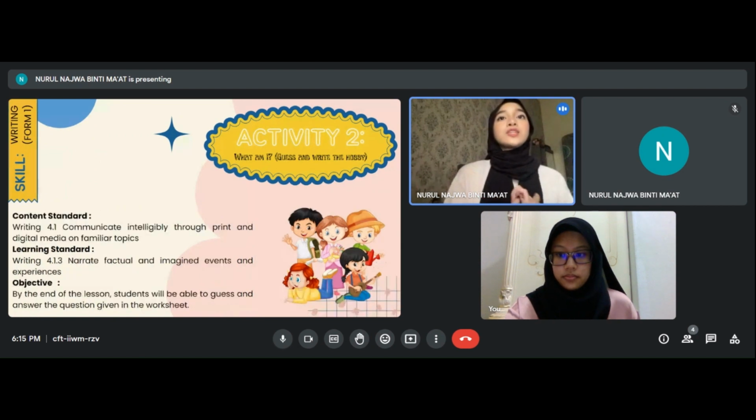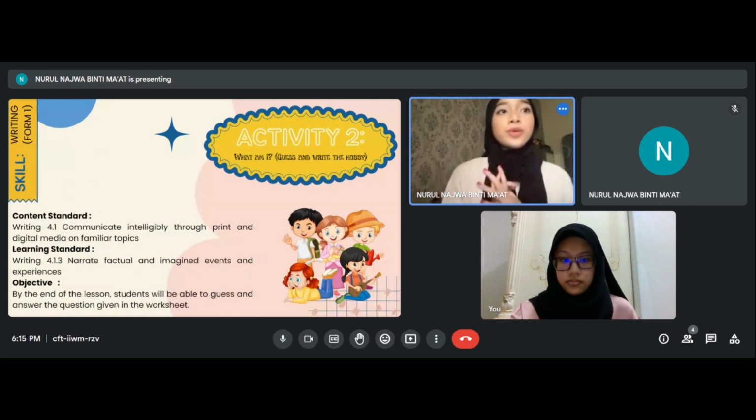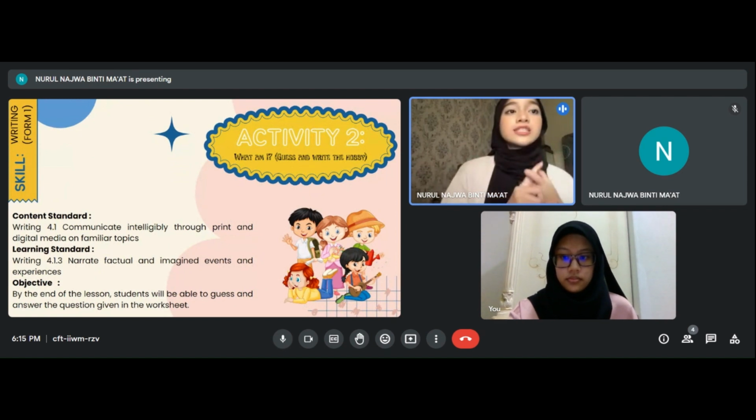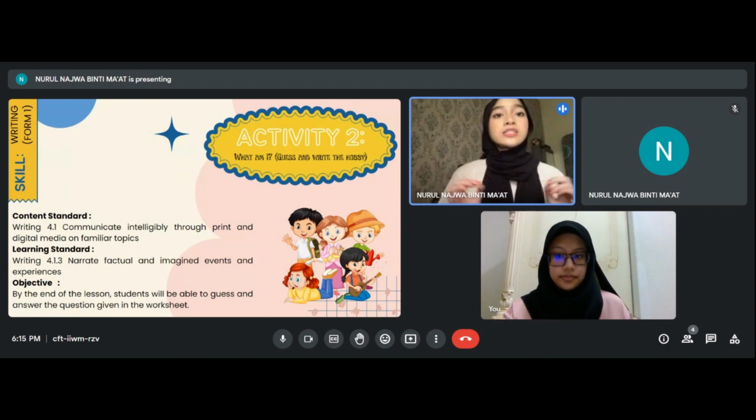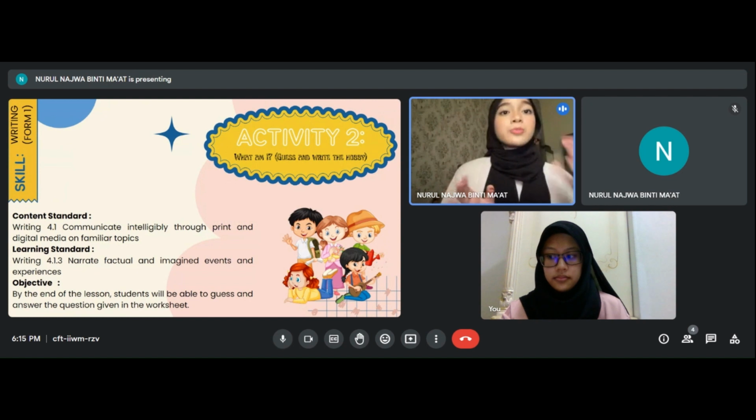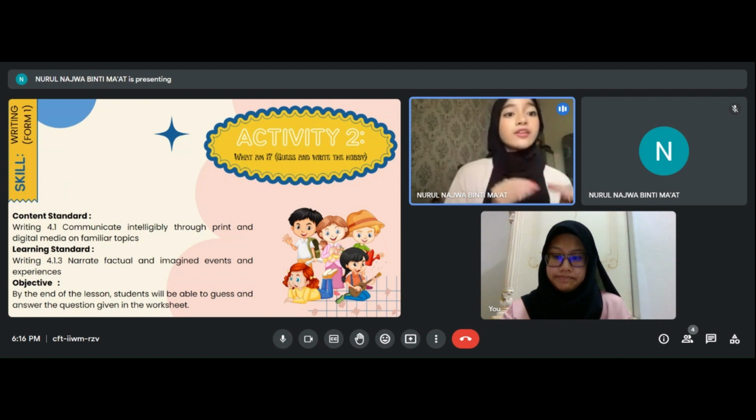So next is activity two, which is called What Am I? Guess and write the hobby. The content standard and learning standard that we have shown basically remain the same as the previous activity, but the main difference is the objective of the activity. The objective for this activity is that by the end of the lesson, students will be able to guess and answer questions given in the worksheet.